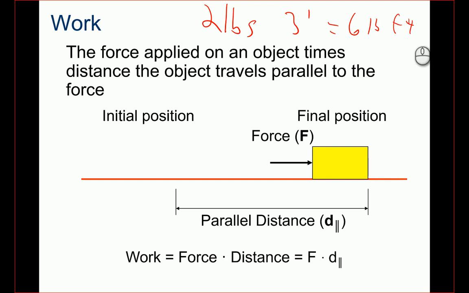Notice, if I don't move any distance, I haven't done any work. And if I haven't applied any force, I haven't done any work. So if this is 0, how much work have I done? 0 work. Or, conversely, if this is 0, how much work have I done? Well, the same is true. If I haven't moved it, I haven't done any work. If I don't apply any force, I haven't done any work.